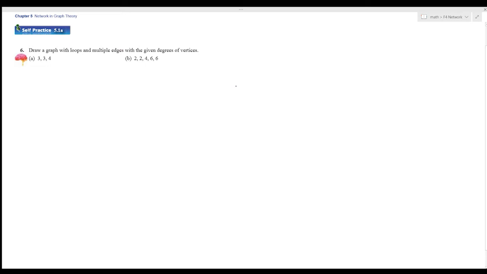Last video we have learned how to draw the simple graph with the given degree of vertices. So today we are going to learn how to draw the graph with loop and multiple edges. So we try to recall what is the rule that we are using.